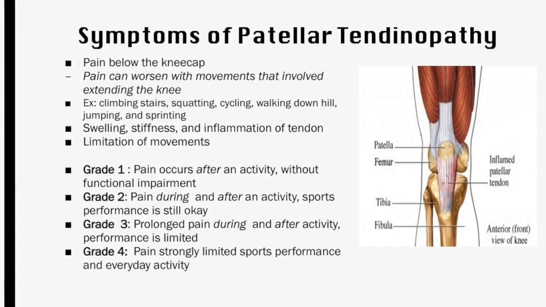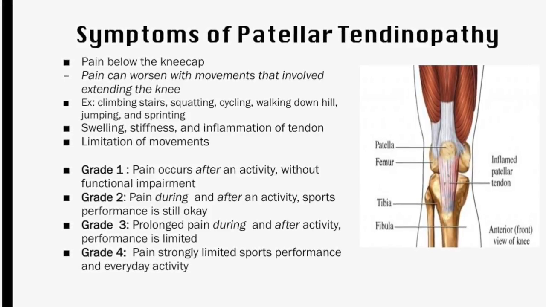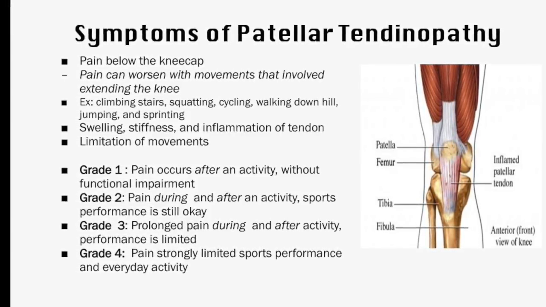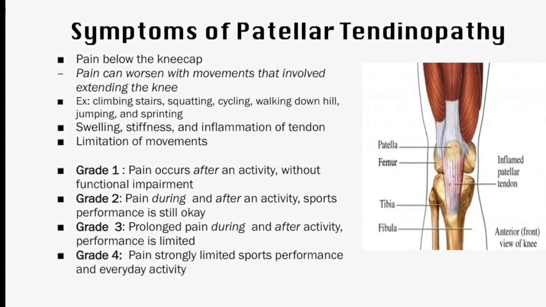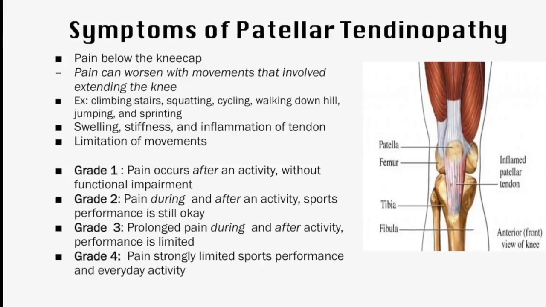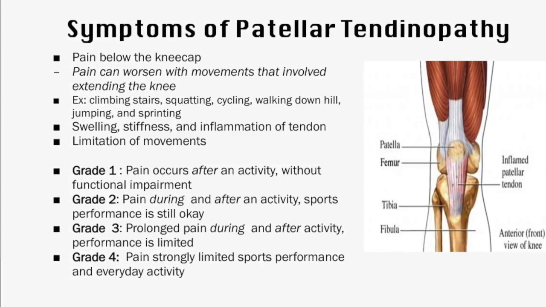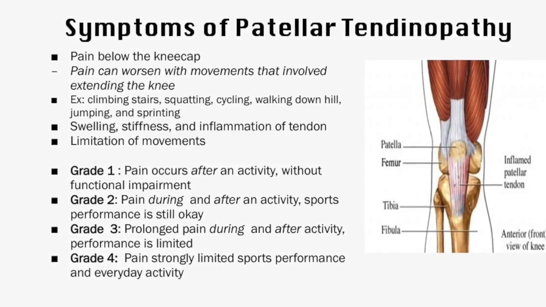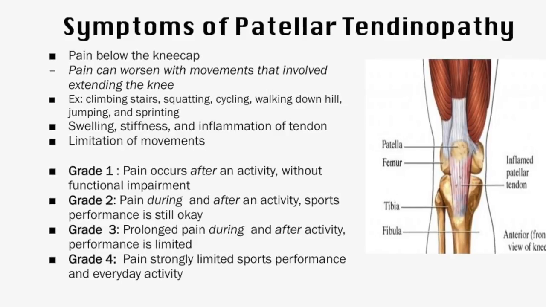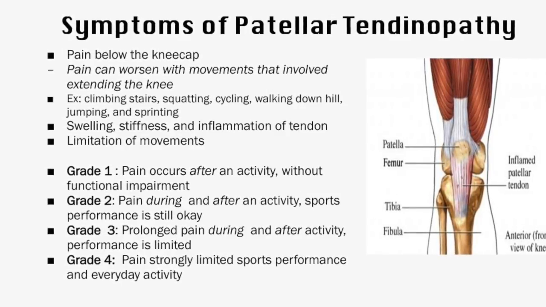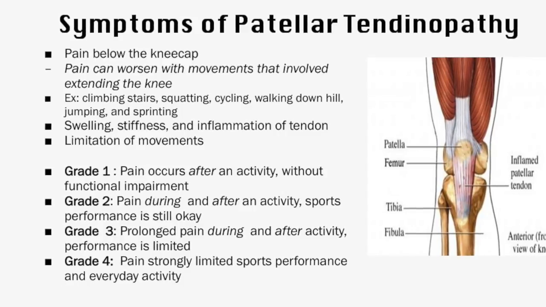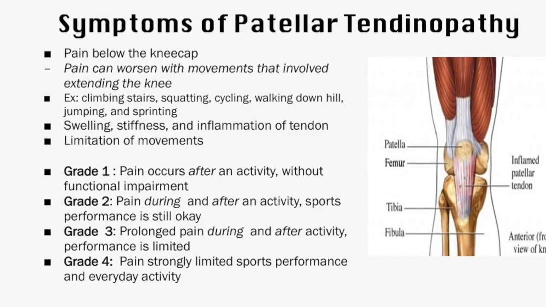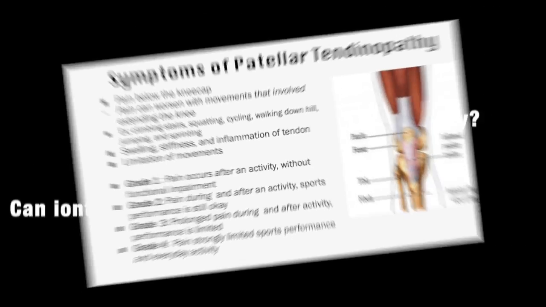And there's different grades, and they are as follows. Grade 1 is when pain occurs after an activity without functional impairment. Grade 2 is when there's pain during and after an activity, and their sports performance is still okay. Grade 3 involves prolonged pain during and after activity, with their performance being limited. And grade 4 is pain strongly limits their sports performance and everyday activity.